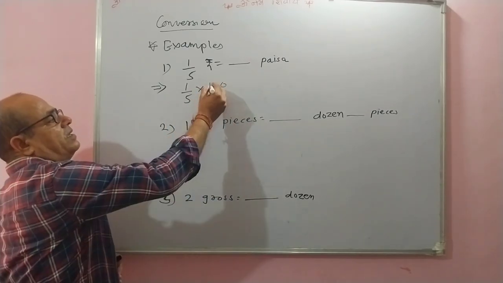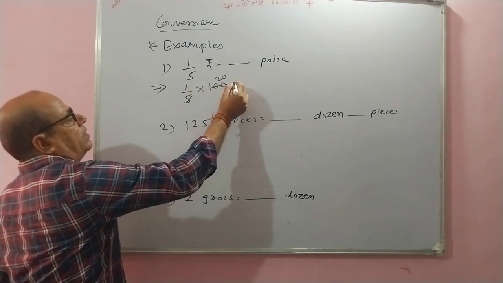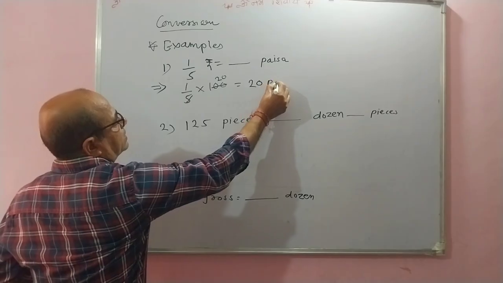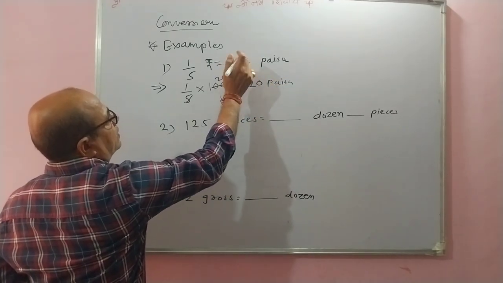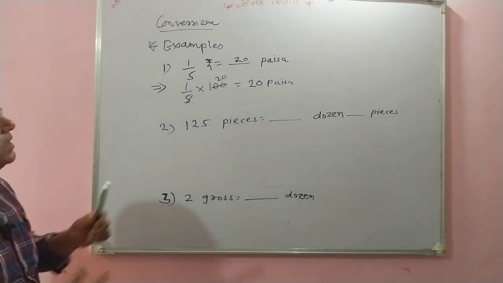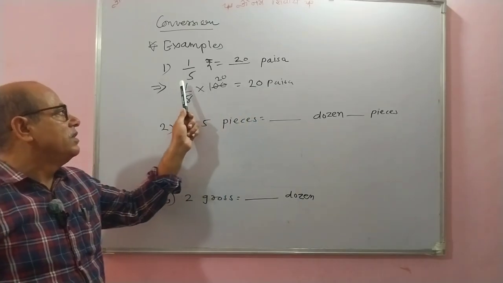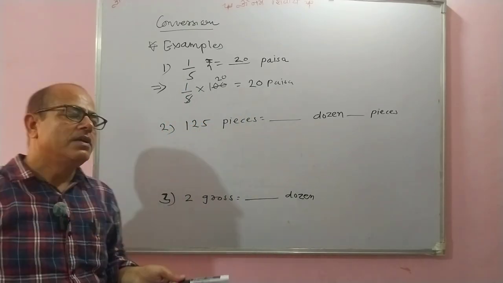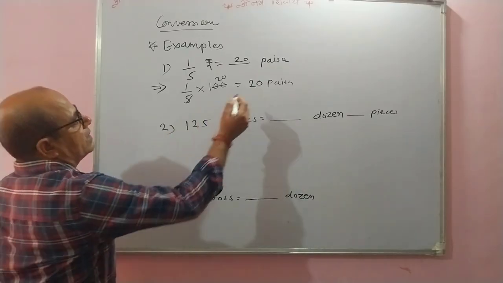Now cancellation: 100 divided by 5 is 20, so 1 times 20 is 20 paisa. This is your answer. So simply cancel and multiply, then you get the answer. Here if it was given 2, then 2 times 20 is 40. Here 1 is given, so 1 times 20 is 20. So paisa to rupee and rupee to paisa you can convert vice versa.